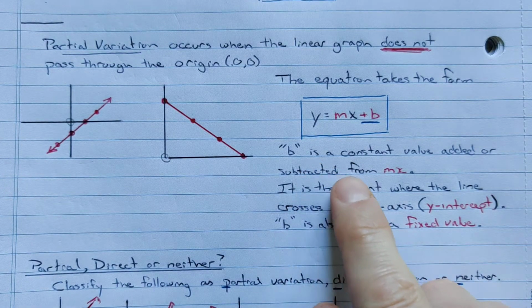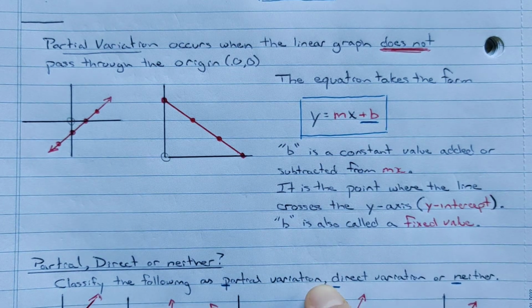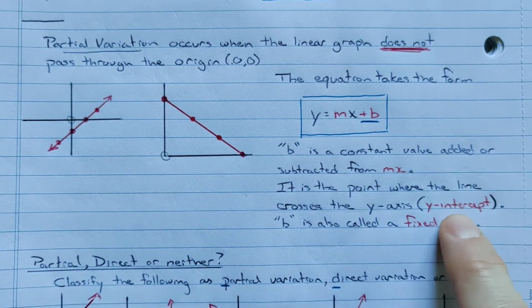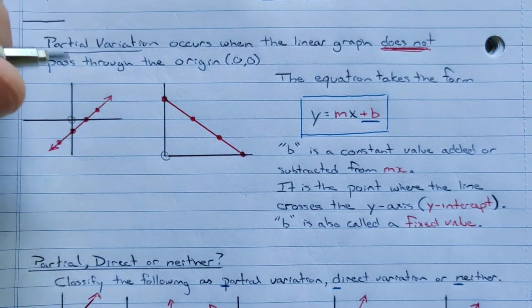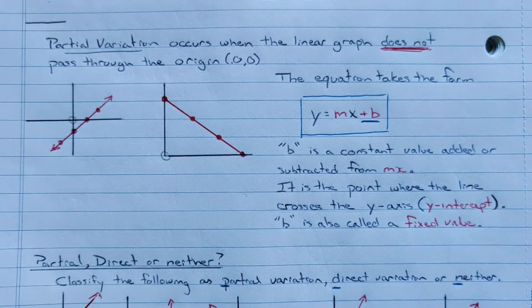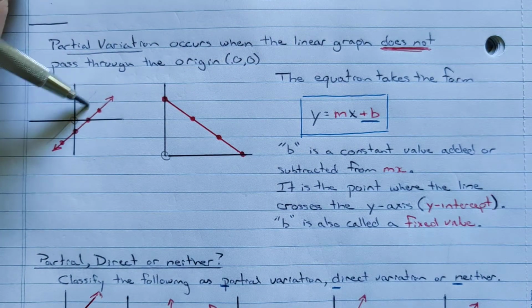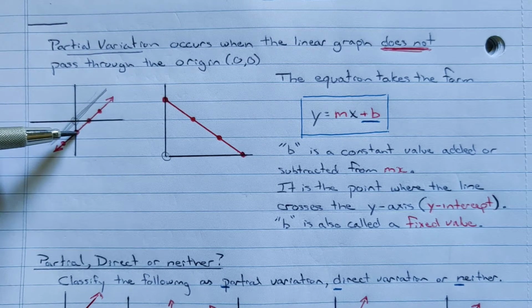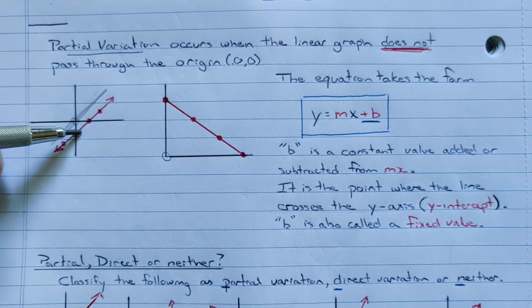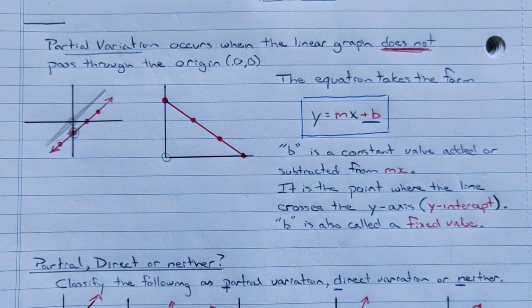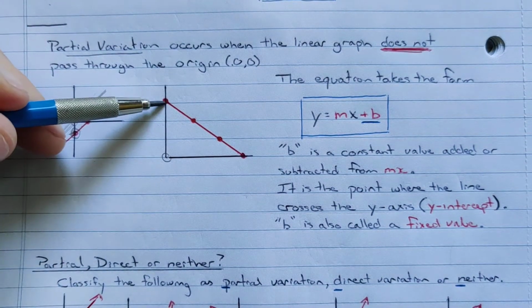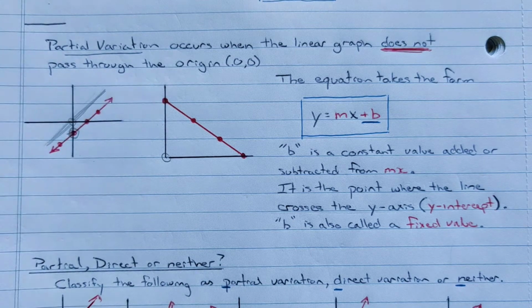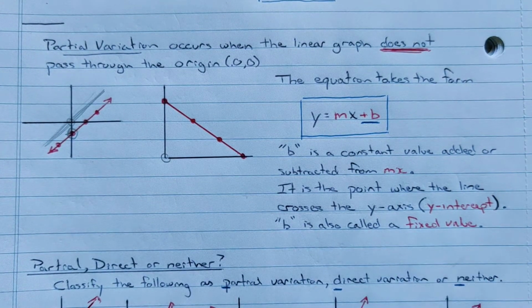This constant value, this b value that we're subtracting or adding, is the point where the line crosses the y-axis. It's the y-intercept. So normally this graph would be along here, going through the origin to some degree, but we've subtracted a value from it and it moves it down, and whatever y value this point is at, that is the b value. So in this case, it would be negative. In this case, we've added something to move it up to a positive value. It's also called a fixed value because it is constant. It's not changing. So sometimes we use the term fixed value.